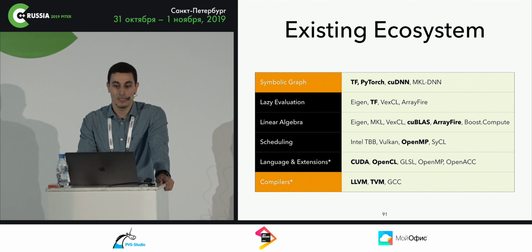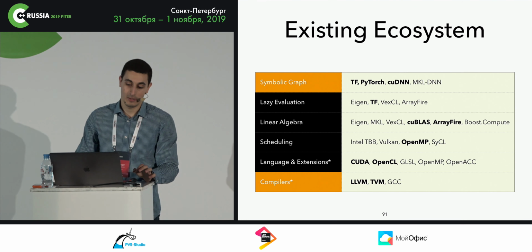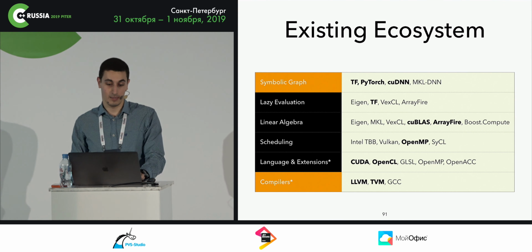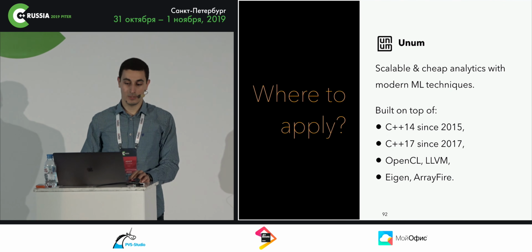So the ecosystem is very broad and very complicated. Today we've briefly covered some of the layers. We've covered lazy evaluation, scheduling, languages, and some part of linear algebra. But if you want to, we can talk more about compilers and symbolic graphs later on. The stuff that I currently work on may be interesting to some of you.